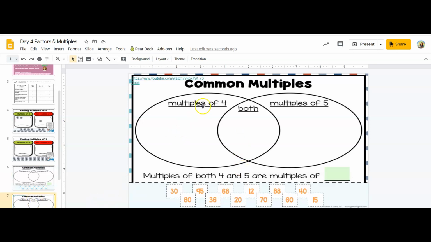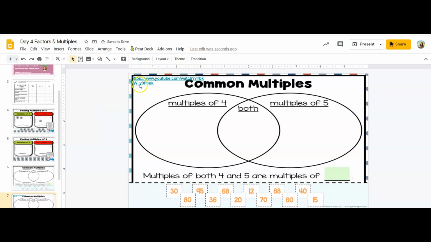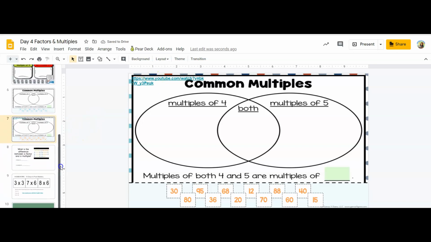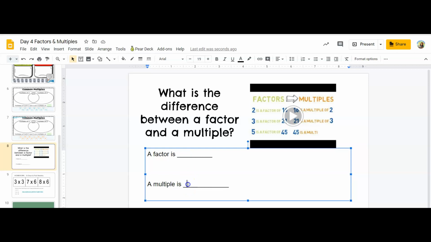Common multiples of 4 and 5. There's a video right here for you to watch about this. I'll make it bigger for you. Make sure you watch the video. What's the difference between a factor and a multiple? Please watch this video and then write your answer on these 2 lines.